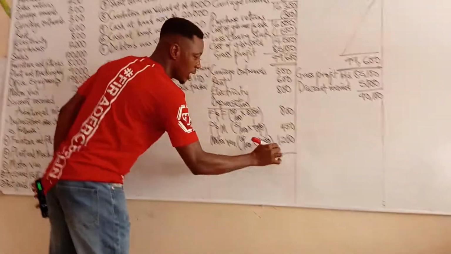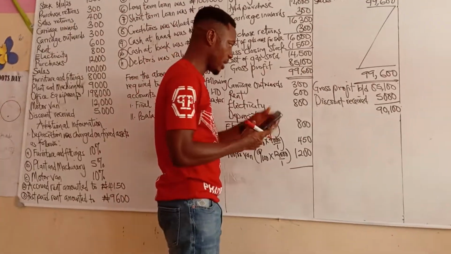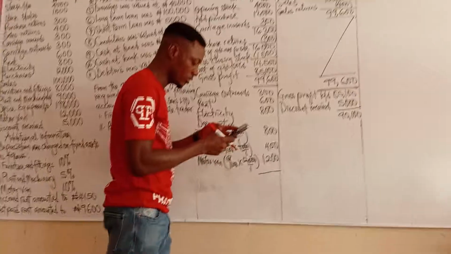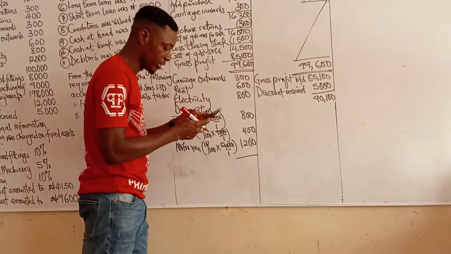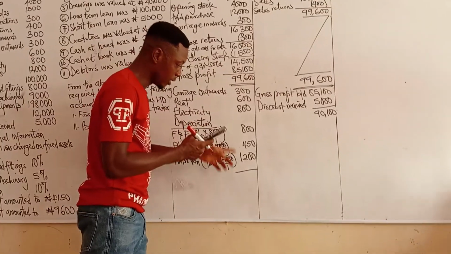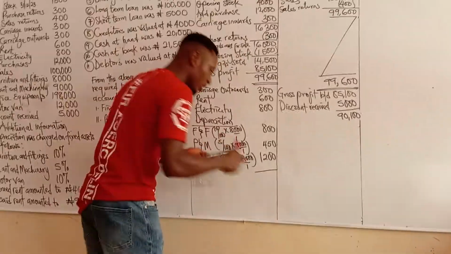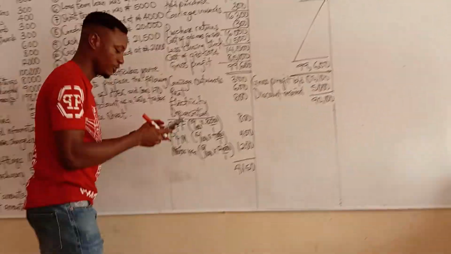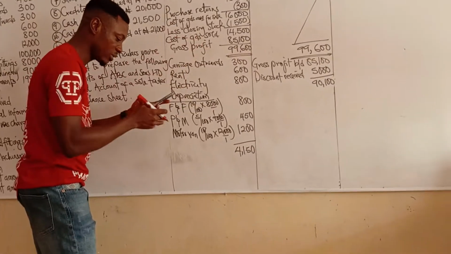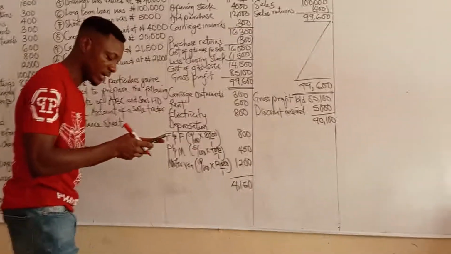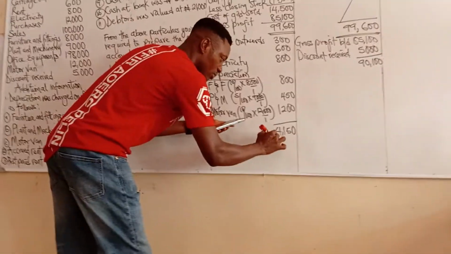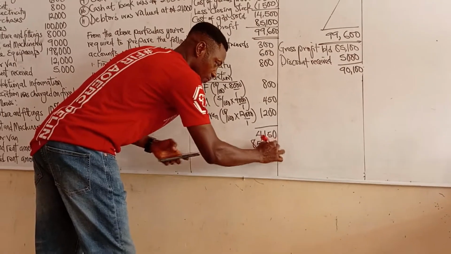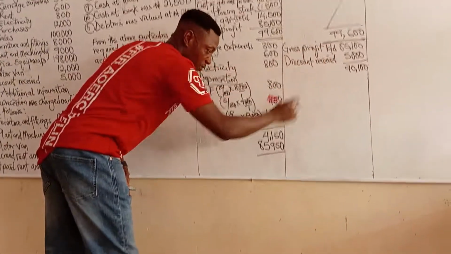Now we add all our expenses together. If I'm adding my expenses, I have 300 plus 600 plus 800 plus 800 plus 450 plus 1,200. This gives me a total of 4,150. If I subtract it from this, it will give me my net profit because the credit side is higher than the debit side. So subtract gives us 85,950. Now we have to add this together to be sure we've got that.